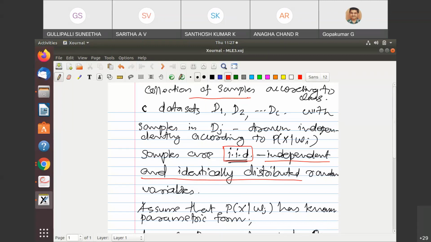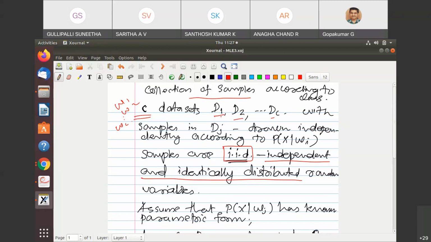Then assume that we have C categories, corresponding to W1, W2, etc., up to WC. That means the whole data set is divided into C data sets, D1, D2, etc., up to DC. D1 corresponds to all the tuples or feature vectors corresponding to the first class W1, and D2 corresponds to W2, and so on.